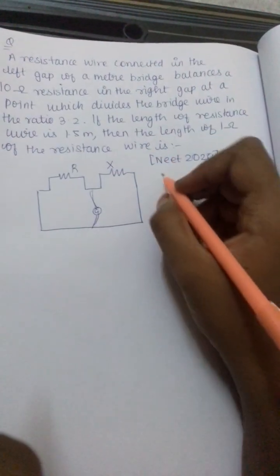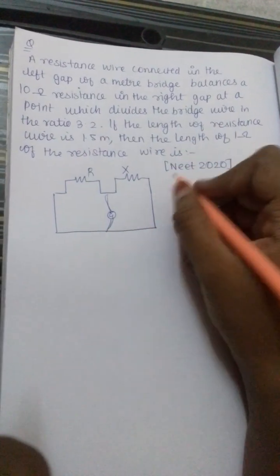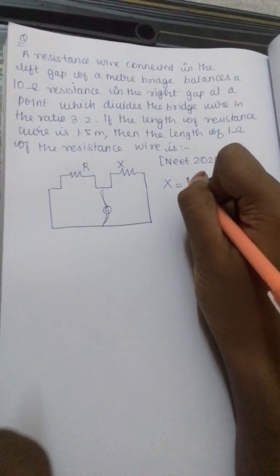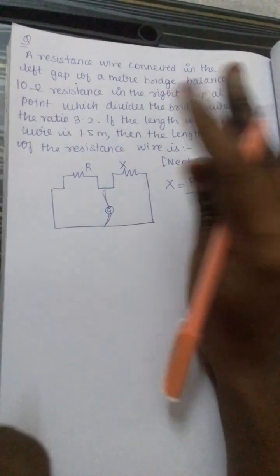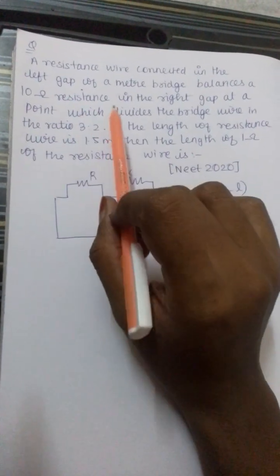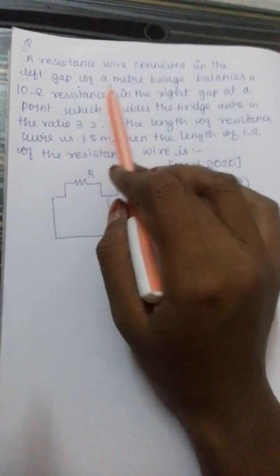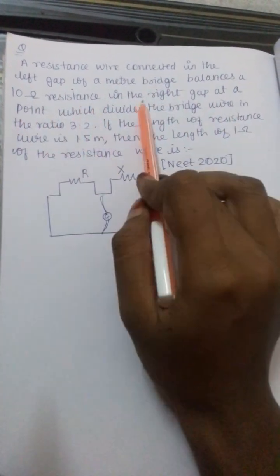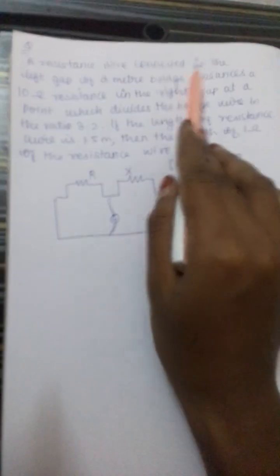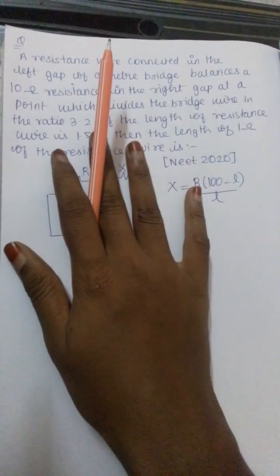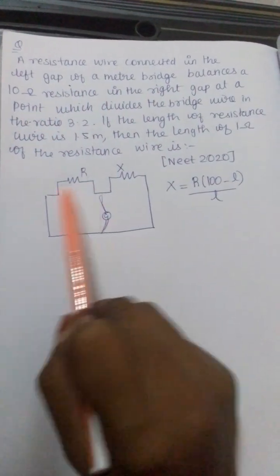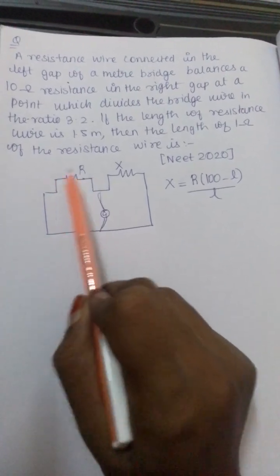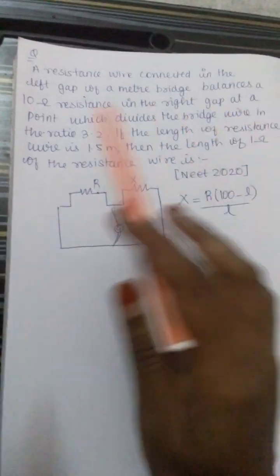Now just recall the formula that you've studied for this meter bridge concept: the unknown resistance is equal to the known resistance into (100 minus L) by L. This was the formula. Now let's read the question. A resistance wire connected in the left gap of a meter bridge balances a 10 ohm resistance in the right gap. This is the plane, so this is the left side, this is the right side. On the left gap of the meter bridge there is a resistance wire, meaning the wire that is associated with the resistor. Balances a 10 ohm resistor.